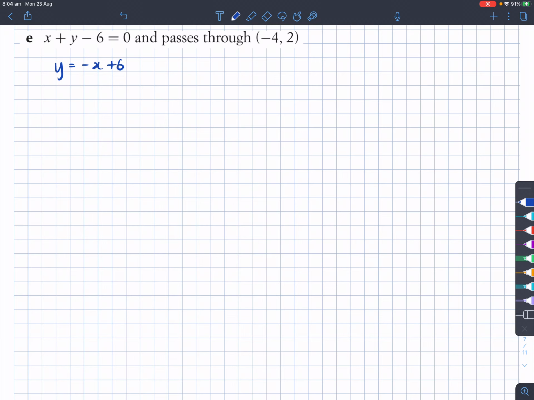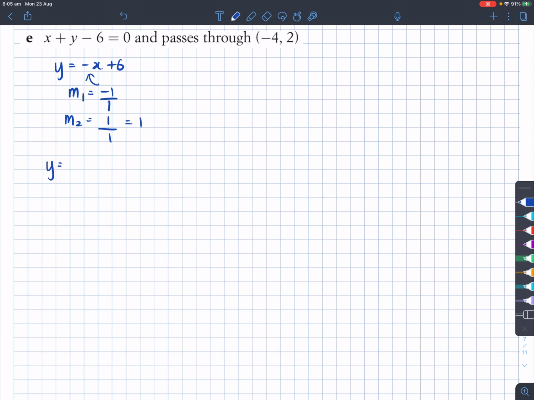Okay? Then our gradient of this line, m1, is equal to negative 1. Okay? That's the number before x. m2, okay, will be a negative reciprocal of this. Now, negative 1 is the same thing as negative 1 over 1. If we flip this around, and find the reciprocal of this, we will get 1 over negative 1, but we don't want the negative to be there because we get the opposite sign. So it's just 1 over 1, which is the number 1.